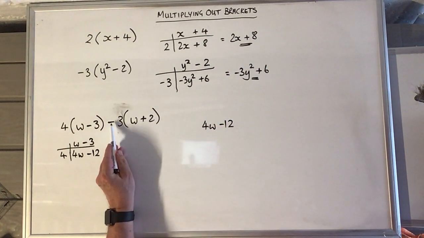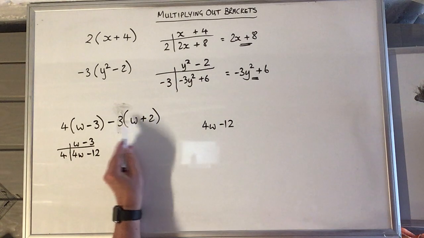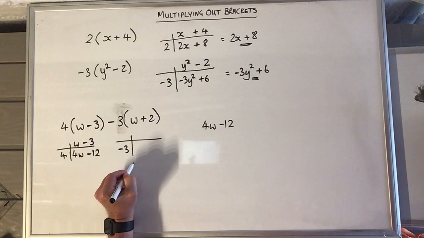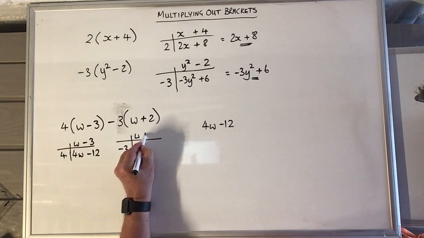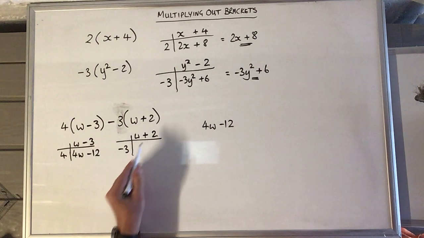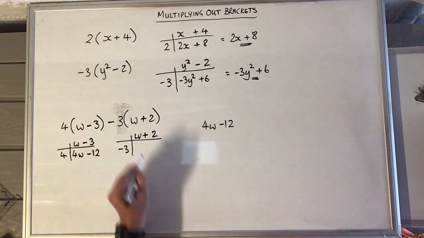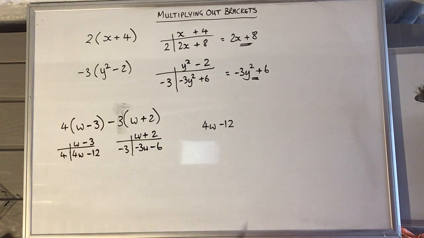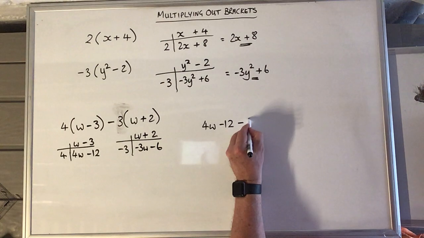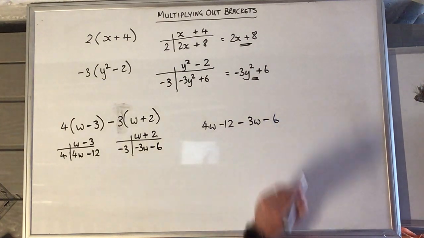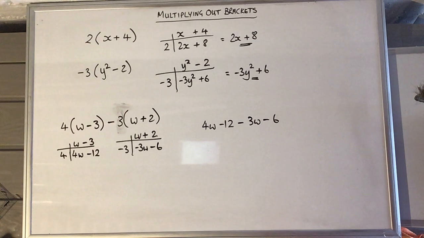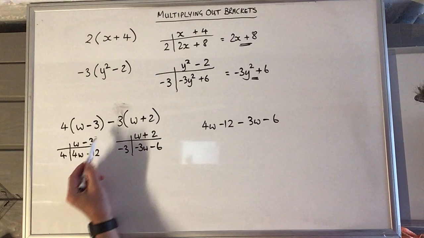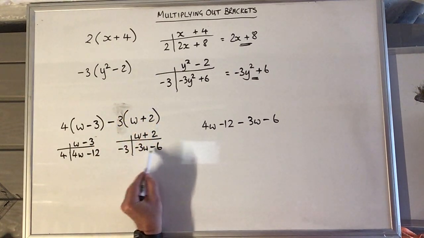Let's do this bit. Now that's negative 3 times all of this. So let's set up that grid. Negative 3 and the bracket is w plus 2. Multiply that out, that's a w, negative 3w, minus 6. So that's what we've got here. So we've got a negative 3w and we've got minus 6. So subtract 6. Not quite finished. We've done all that, got that answer. We've done all of that, got this answer.